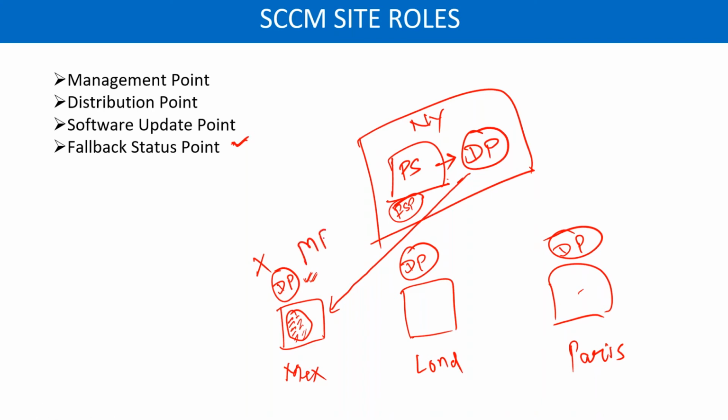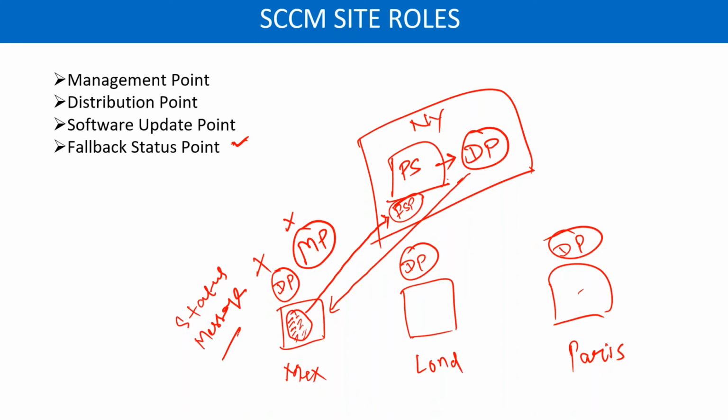Then you have the management point. One more thing is the management point. Let's say the devices are not able to communicate to the management point. The management point is what? It is collecting information. It's a communication bridge. Then the devices in Mexico will not be able to communicate to the management point. So devices can communicate to the fallback status point to send the status message. What is the status message? Devices will send the status message to the fallback status point.